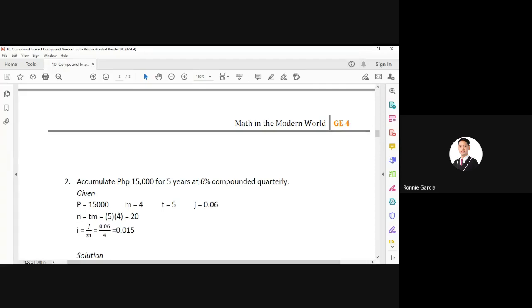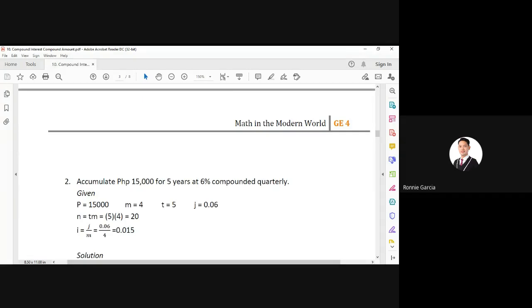I will just read for you. Accumulate 15,000 pesos for 5 years at 6% compounded quarterly. Sige, i-solve daw. Naigipanghatag diri nga mga information. That's 15,000 for your principal. Term is 5 years. 6% is the nominal rate. Kailangan pa rin mo siya i-divide. Compounded quarterly. So quarterly again, i-review na to. That's kaupat sa katuig. So M is equal to 4.